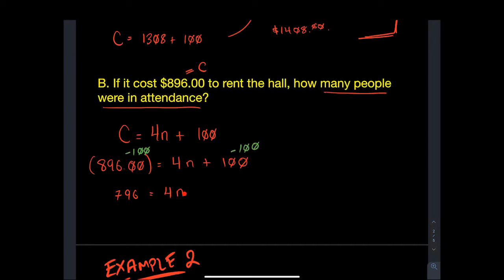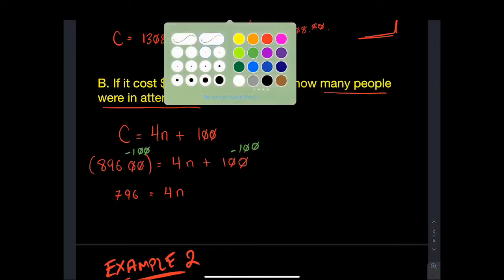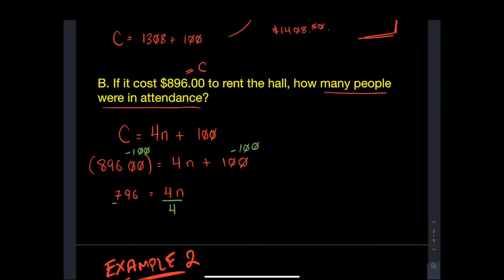So remember, 4 is multiplying against that n. If there's nothing written here, 4 is being multiplied by n. Well, we're going to divide by 4 to get n on its own. We're going to do it on both sides so that things stay equal. That's the whole thing of algebra. If you do something to one side, you have to do it to the other to keep it balanced.